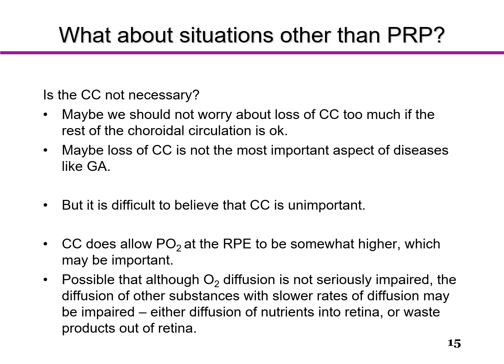The choriocapillaris does allow PO2 at the RPE to be at least somewhat higher, which may be important. And it's possible also that while oxygen diffusion is not seriously impaired, the diffusion of other substances with slower rates of diffusion might be impaired. Either diffusion of nutrients into the retina could be slowed down, or waste products out of the retina could be impaired.